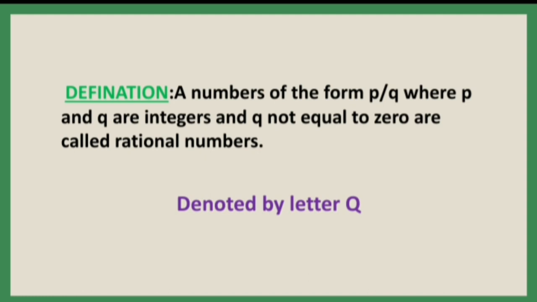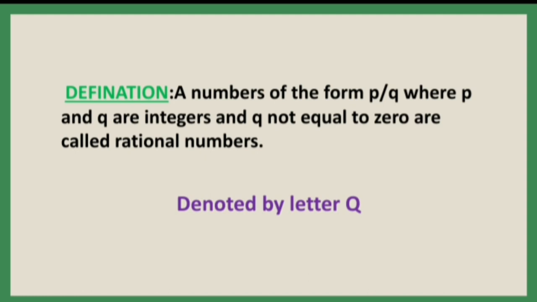A rational number is a number of the form p by q. P by q means it is in the form of a fraction where p and q are integers. Integers may be negative numbers, positive numbers, or 0 also. But the condition is that q should not be equal to 0, meaning the denominator of p by q should not be 0. Such numbers are called rational numbers. That is how we define a rational number.